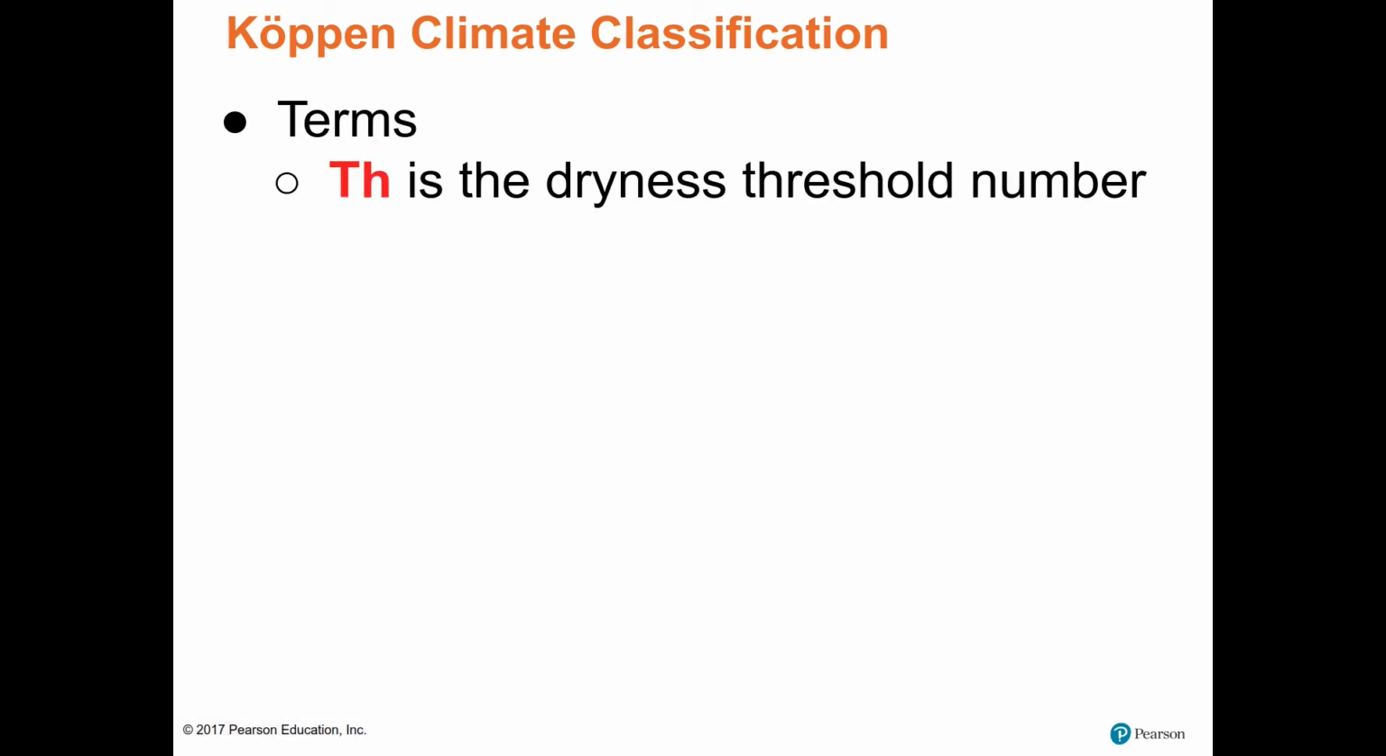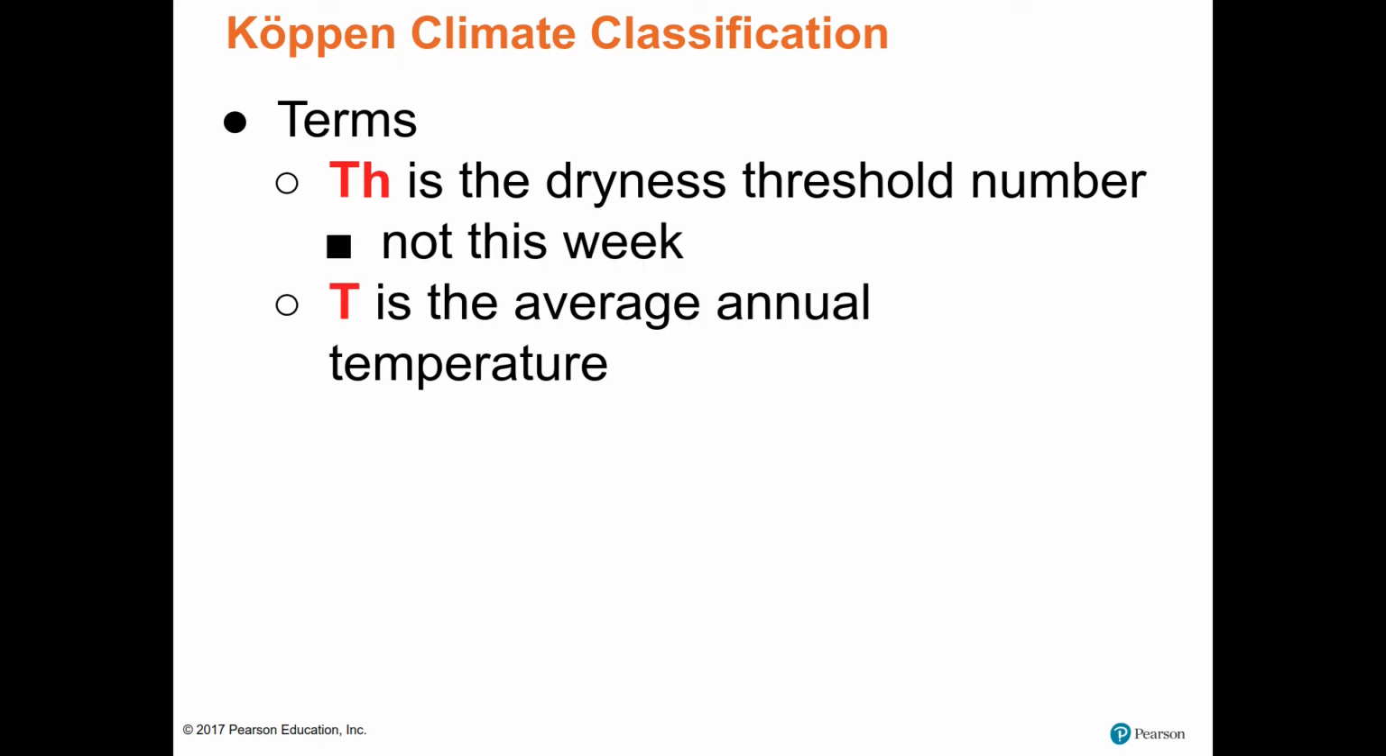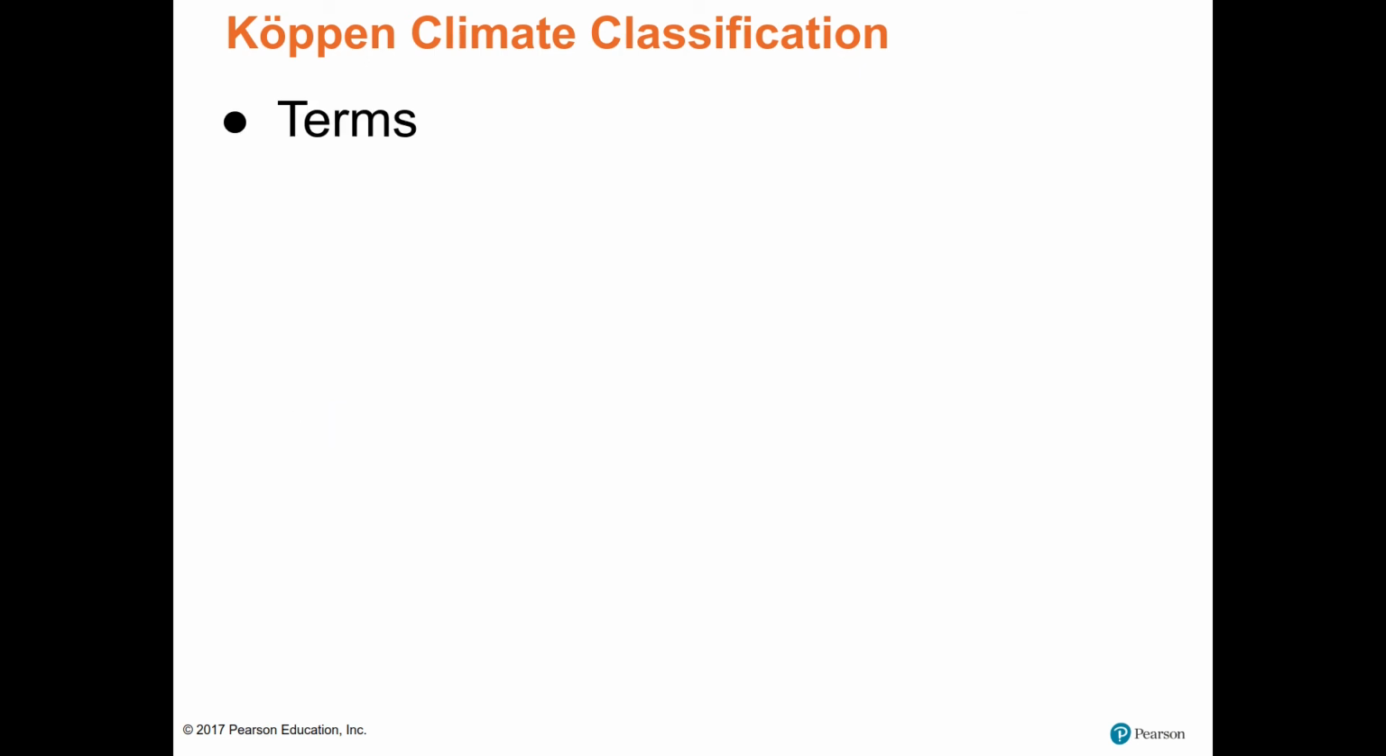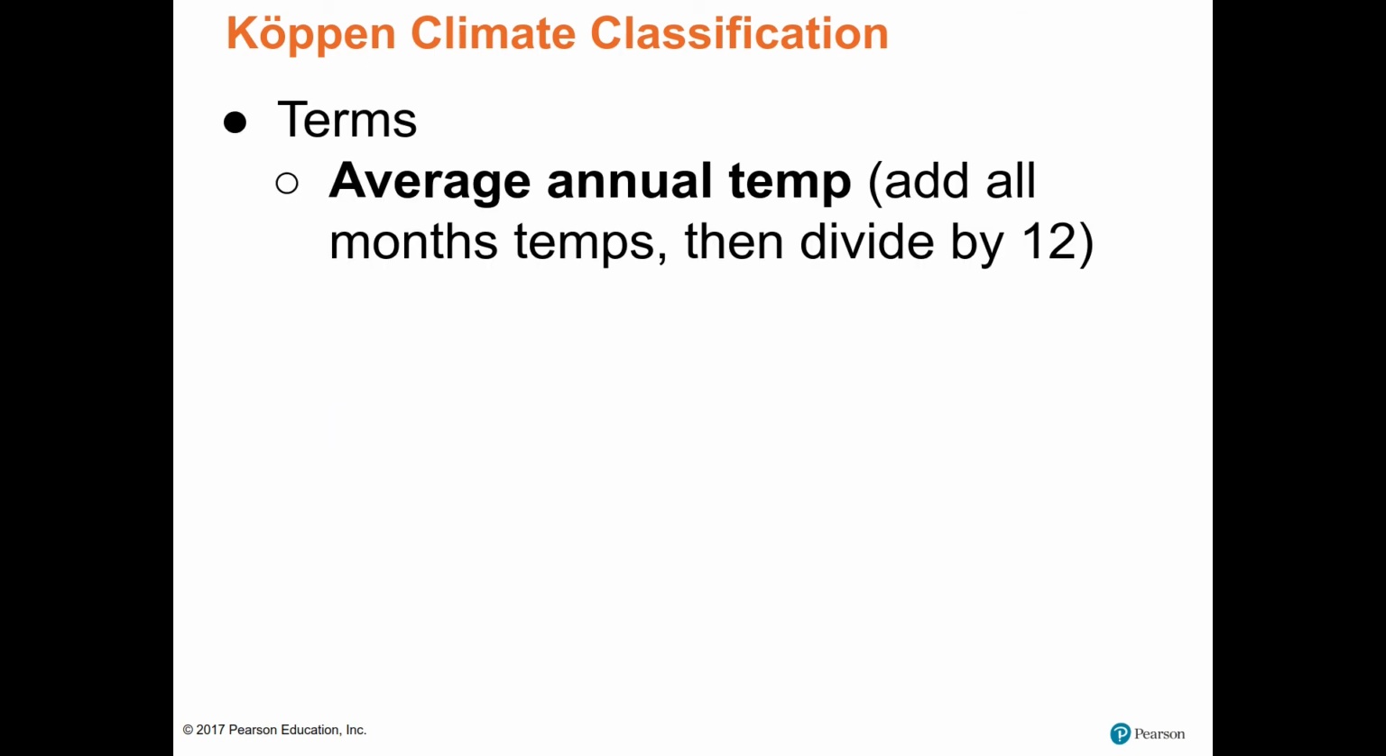TH is the dryness threshold number. We'll talk more about that next week. Not going to talk about it this week. T is the average annual temperature. You take the temperature of all the months, add them together, divide by 12 to get the average. P is the total annual precip. That's just a total, the sum.